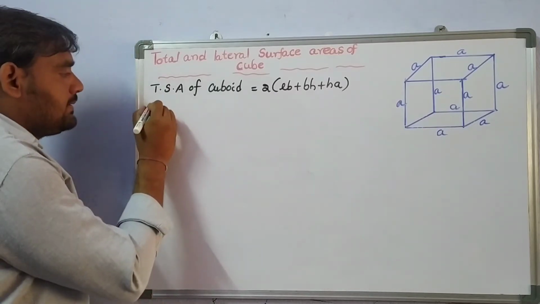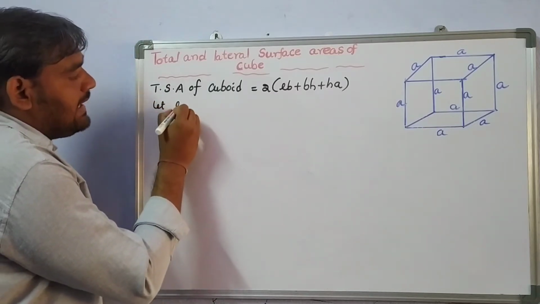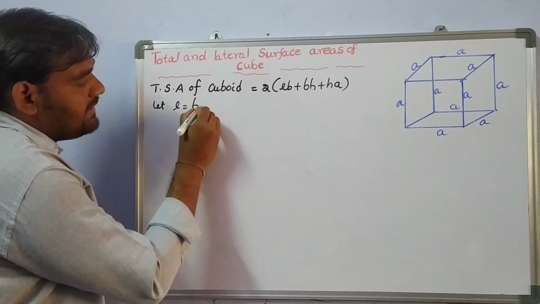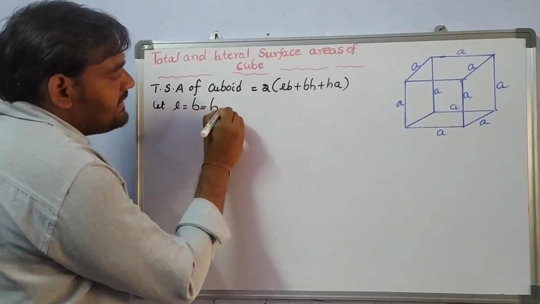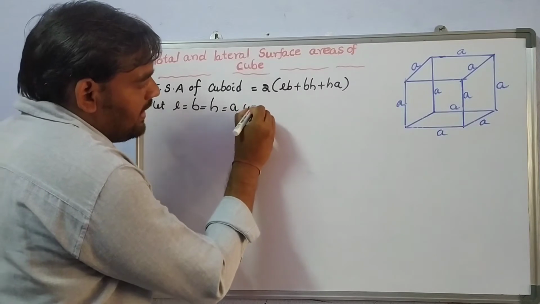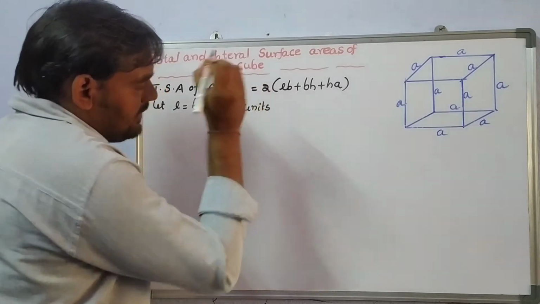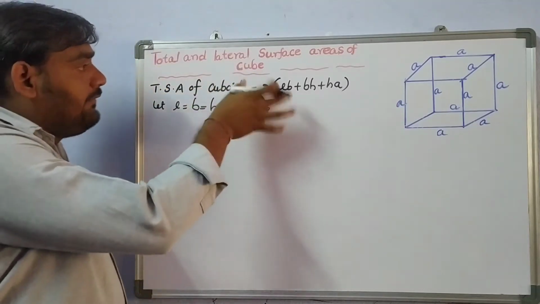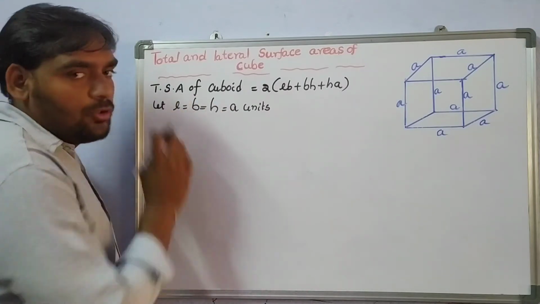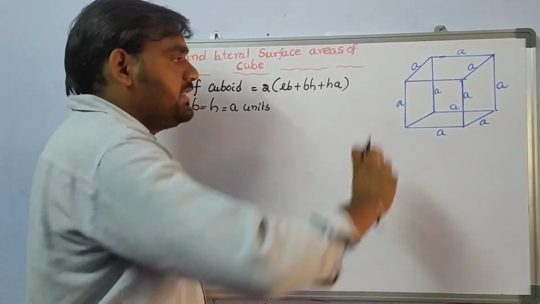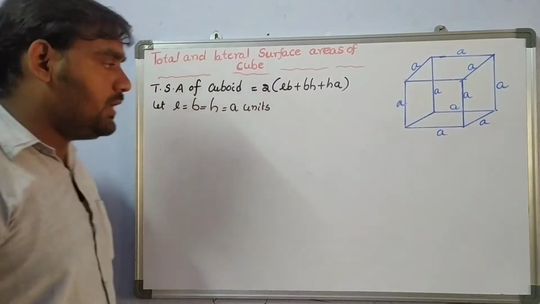So here let length equal breadth equal height equal a units. At that time, the given cuboid will be a cube. See, this is the figure of a cube. Here, length, breadth and height are the same.